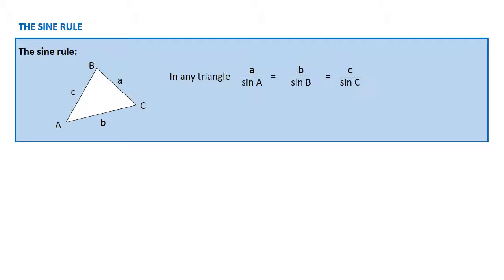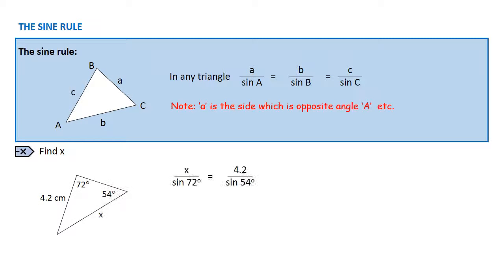When a triangle is labelled for this, side little a is the side which is opposite angle big A, and side little b is the side opposite angle big B, and so on. The way to understand this formula is by realising that it's any side of the triangle over the sine of the angle opposite it is equal to any other side over the sine of the angle opposite. Let's have a look in the context of a worked example.